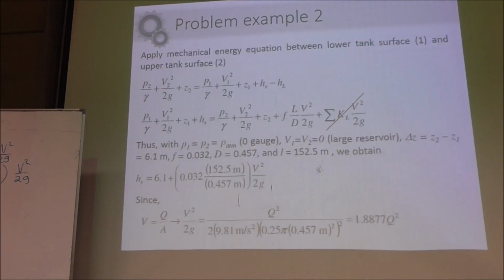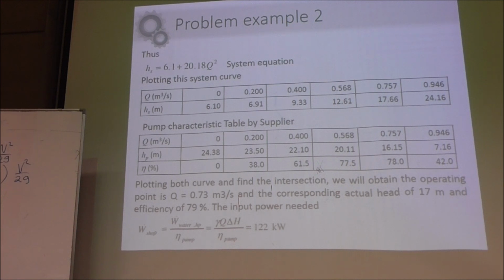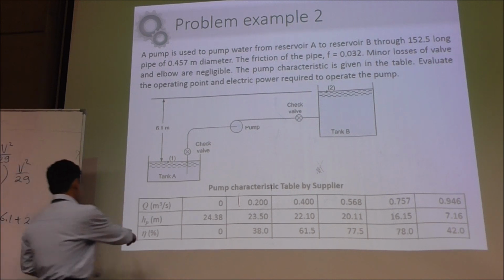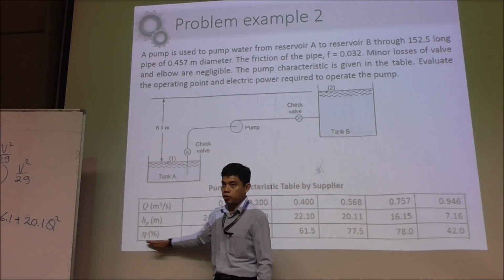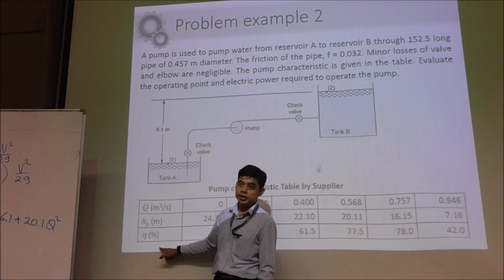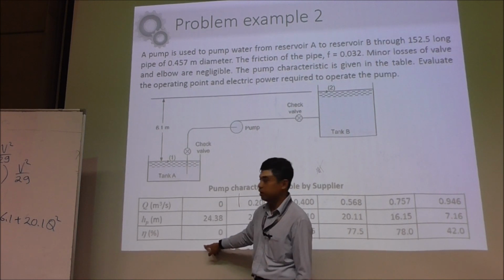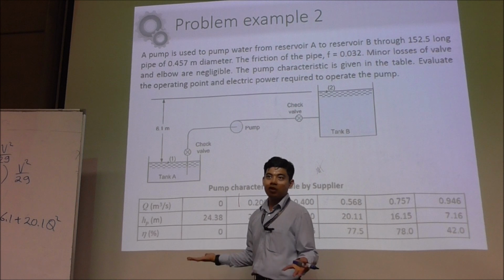let's say your system equation, HS is equal to 6.1 plus 20.1 Q squared. This is your system. Your pump is this. So what will you do is, you just put another row here. Put HS, and you calculate it. For Q equal to 0, HS will be 6.1. You compare. This one and that one do not match. Next.